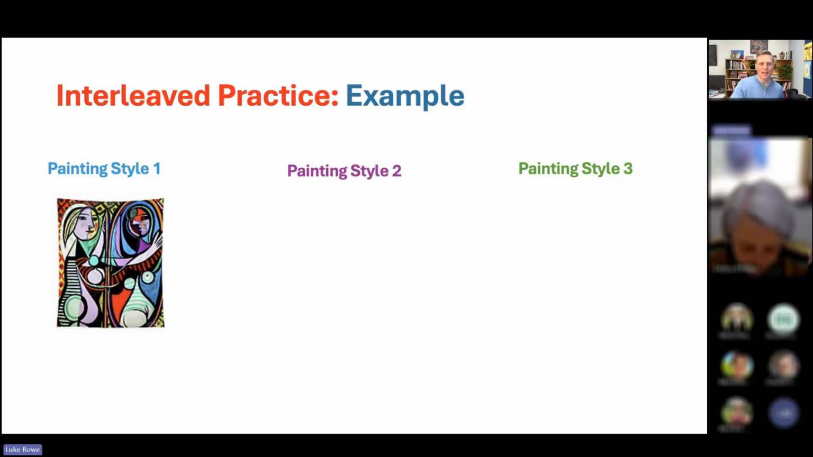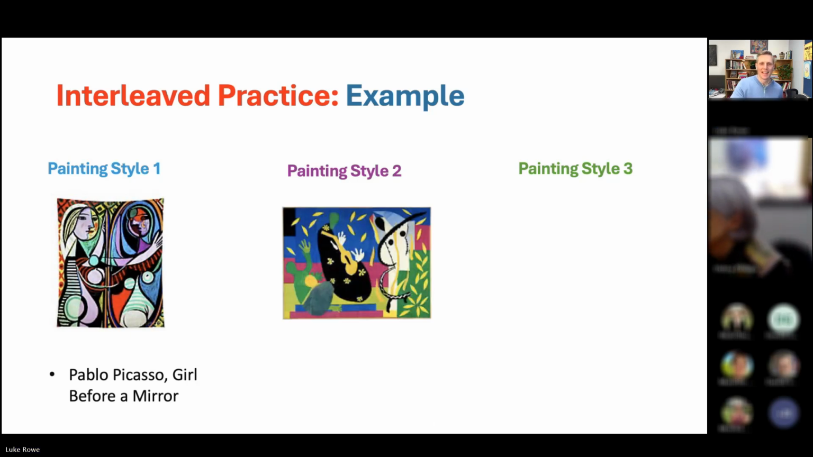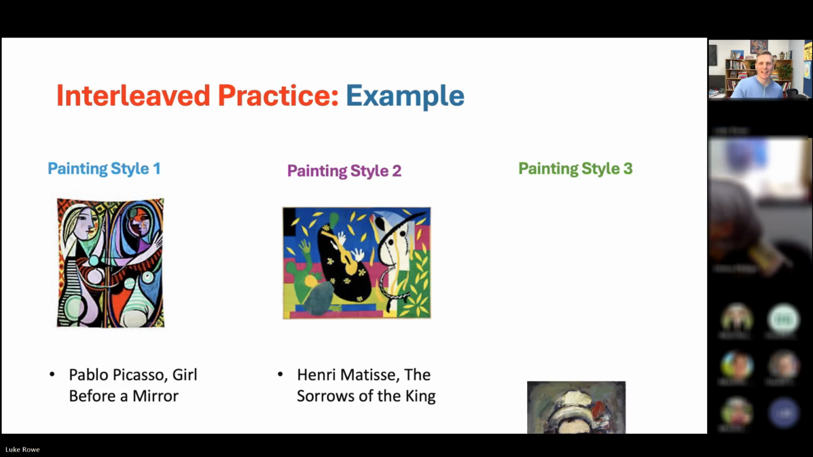All right, so we're learning about different styles of painting. It's Pablo Picasso, Girl Before a Mirror. You got that right, well done. And his good buddy, there's your clue. Who's this? His frenemy, Matisse, Sorrows of the King.